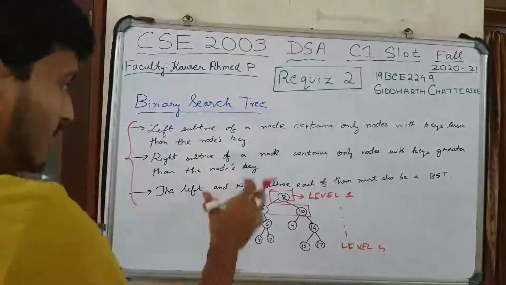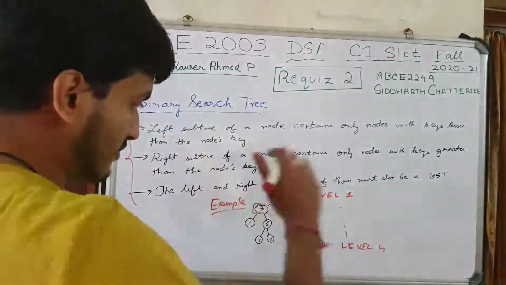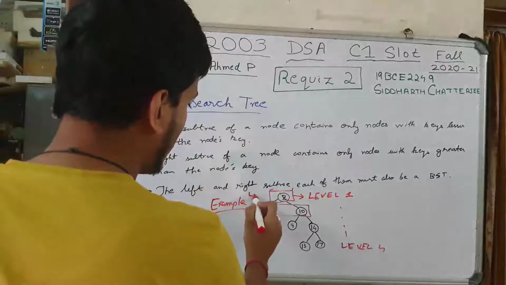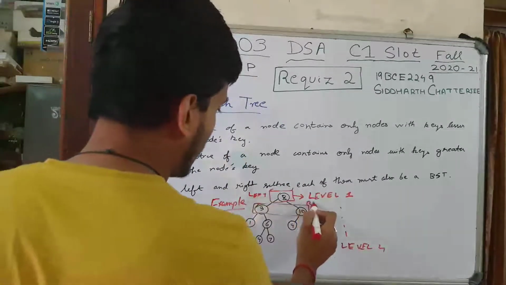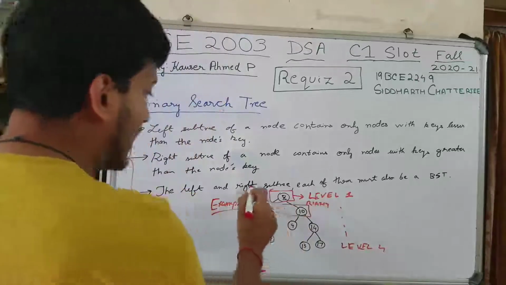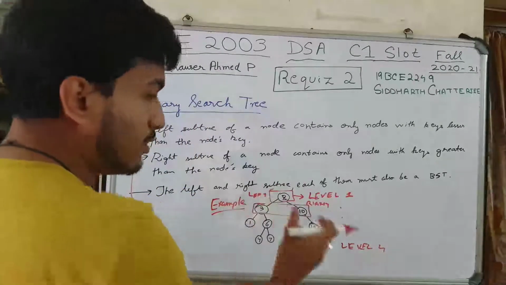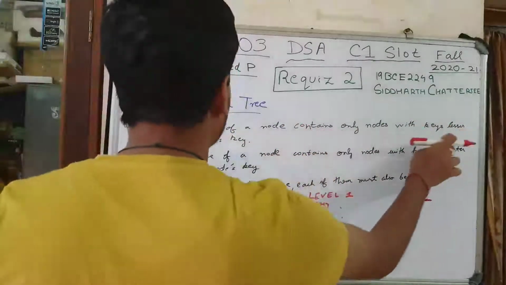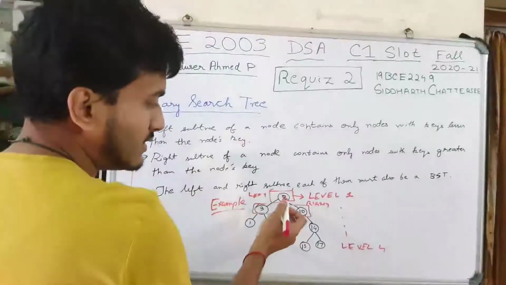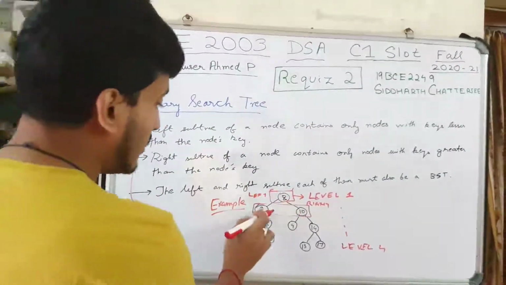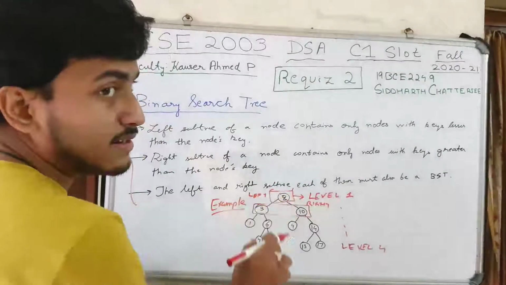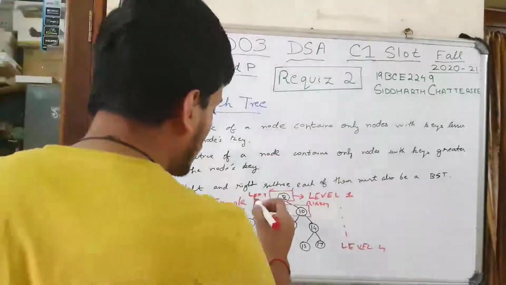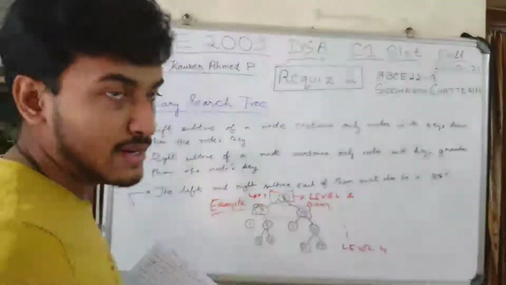Now we have divided into levels, which is the horizontal way. Now we divide the vertical way. So this is left and this will be right. A subtree is a part of the whole tree. In the left subtree, a node contains only nodes with keys lesser than the node's key. Since this is 8, the left subtree should contain nodes lesser than 8. Anything lesser than 8, like 1, 3, 6, 4, 7, all are lesser than 8. So this criteria is met.